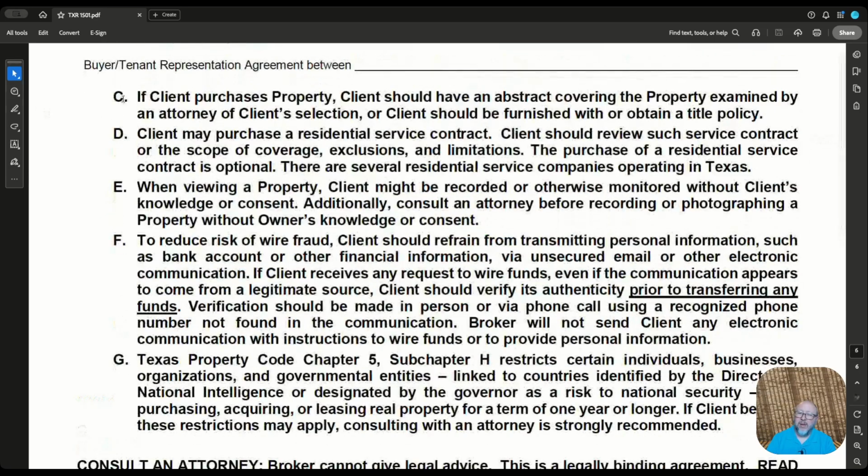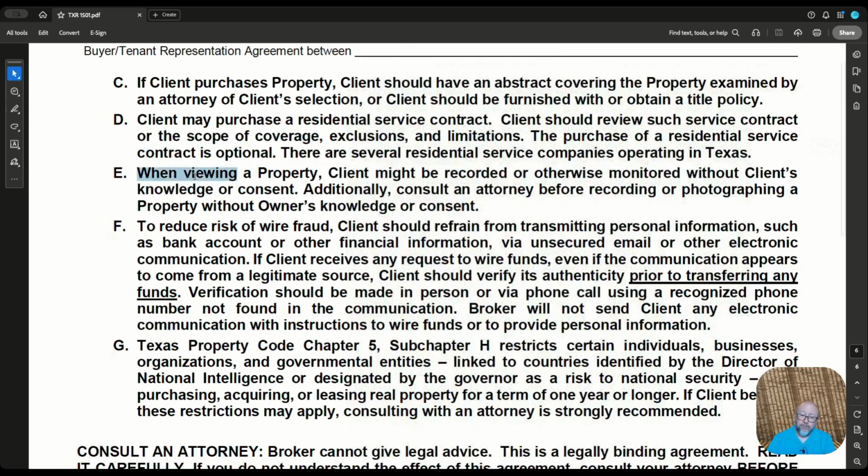We have other things. If client purchases the property, they should have an abstract covering the property examined by an attorney of client selection, or client should be furnished with or obtain a title policy. That's a legally required notice. It is also in the 1-to-4 family contract, incidentally, so it would show up there as well, because we noted it's also not in the short form agreement. Client may purchase a residential service contract. Good. This is, I think, very important.